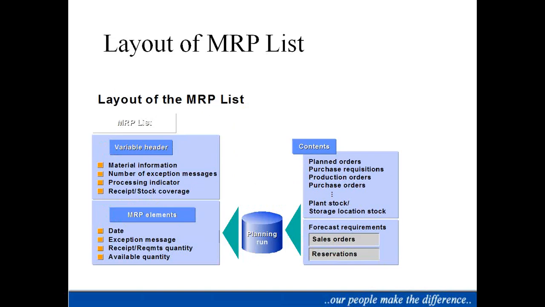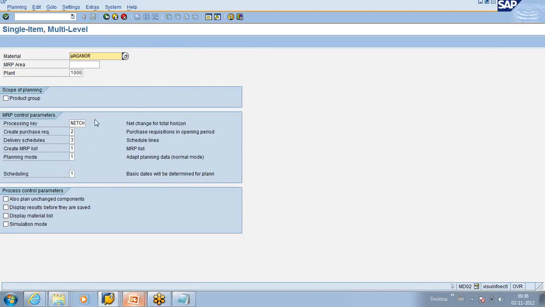Suppose we know how to run the MRP and what the different parameters for running the MRP are, and we understood what will happen if I set them, right? Now, after running the MRP, we have to find out the results of the MRP, right? The results of the MRP you can view in MD04, MD05, MD06, MD07.